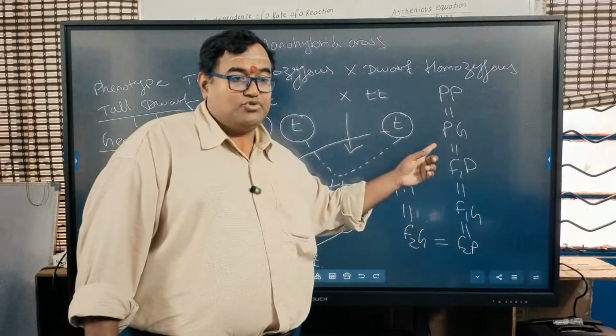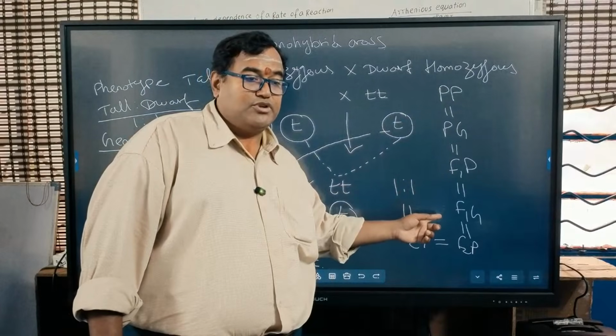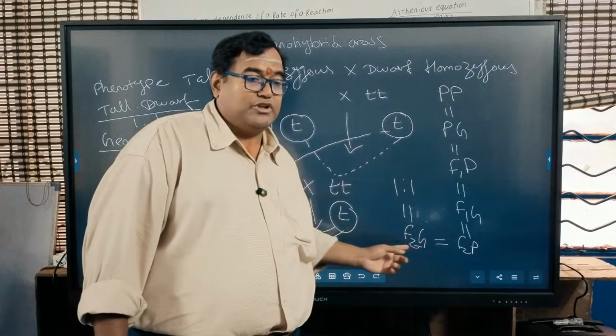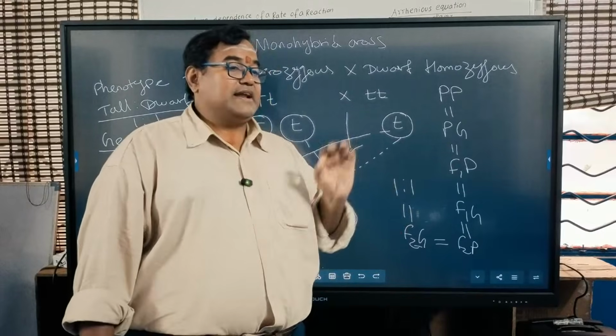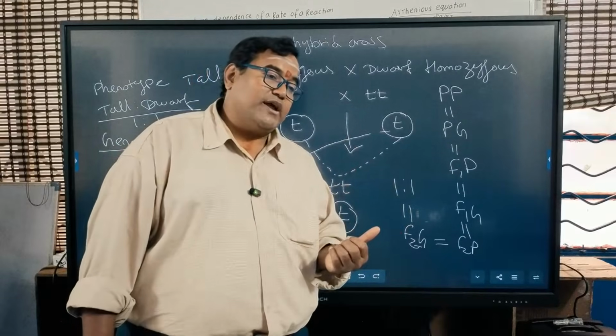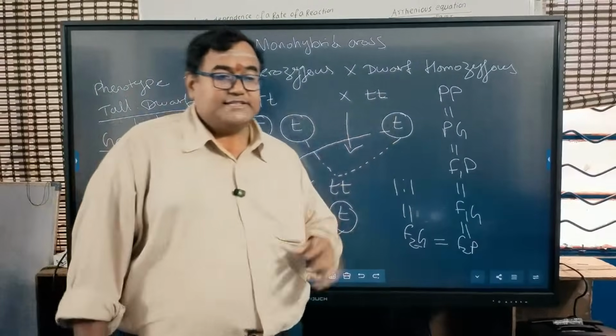Parental phenotype should be equal to parental genotype, should be equal to F1 phenotype, should be equal to F1 genotype, should be equal to F2 phenotype, should be equal to F2 genotype, should be equal to 1 is to 1. This is the correct answer. Like this, you can go with other characters also. One will be heterozygous, one will be a recessive type.